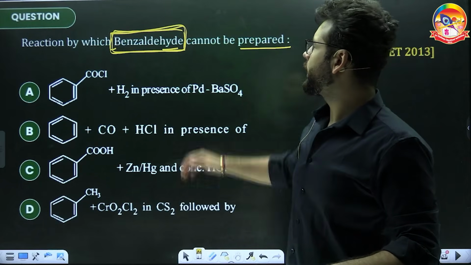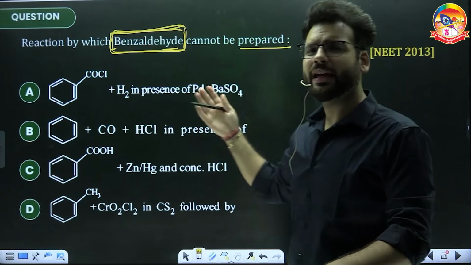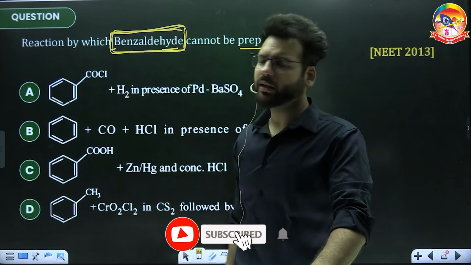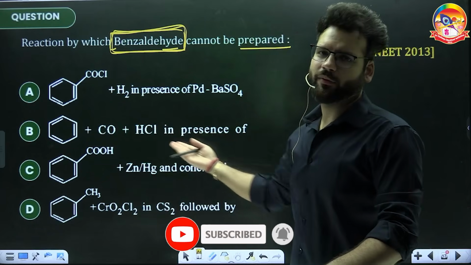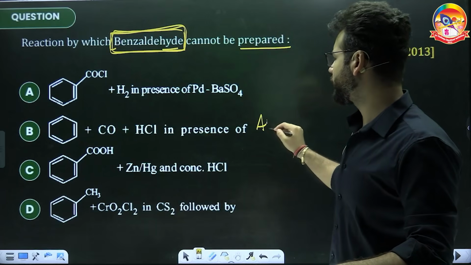So benzaldehyde cannot be prepared by which reaction? First one, I've just told you, see, the same repeated question they keep asking. This is Rosenmund reduction, I can prepare benzaldehyde. Which one is this? Tell me. Gattermann-Koch reaction, in the presence of AlCl3 would be written here.